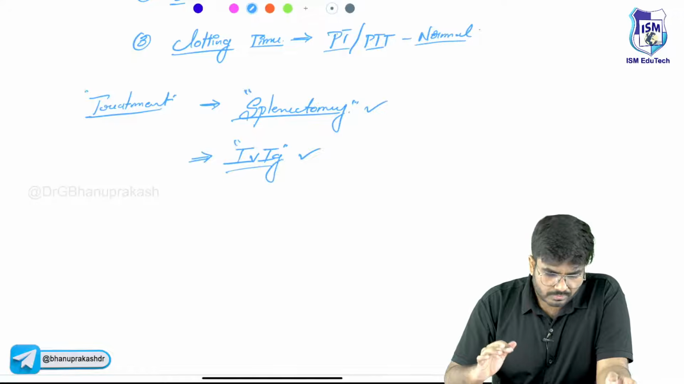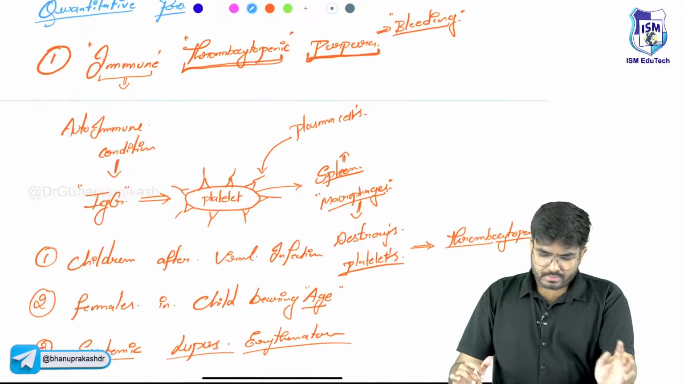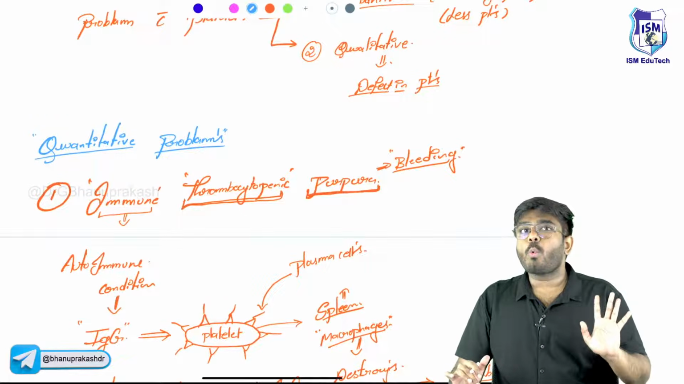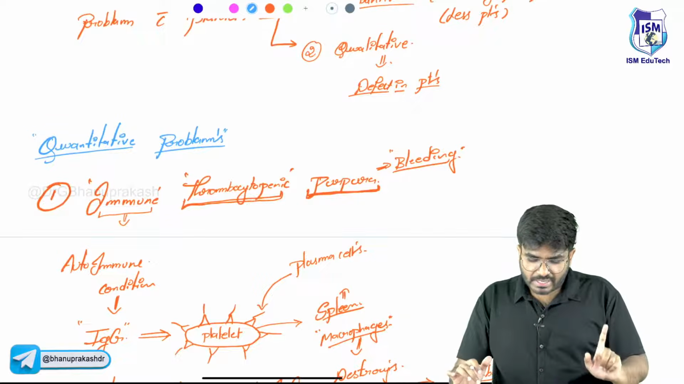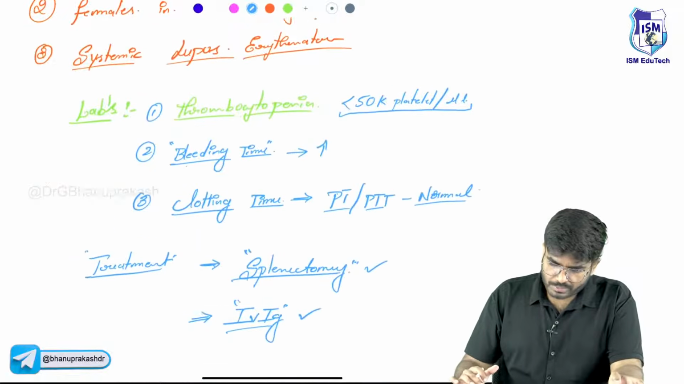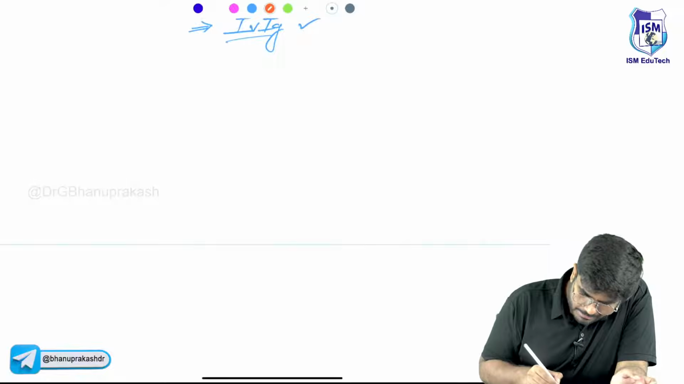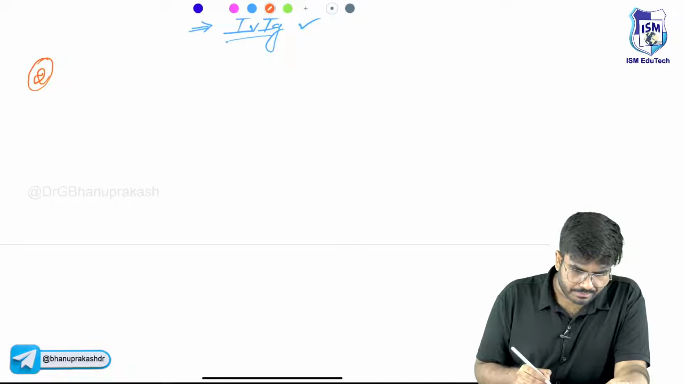So with this, thrombocytopenic purpura is completed. Next, after this, one condition I have discussed with you. In quantitative problems, thrombocytopenia, the first condition that I have discussed is the immune thrombocytopenic purpura. The second condition which I want you to know is MAHA, that is microangiopathic hemolytic anemia.